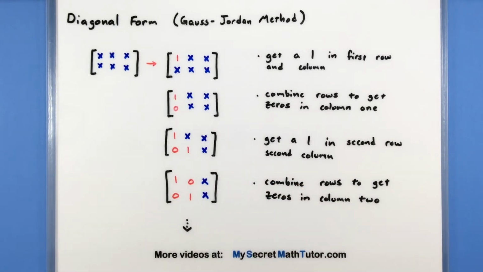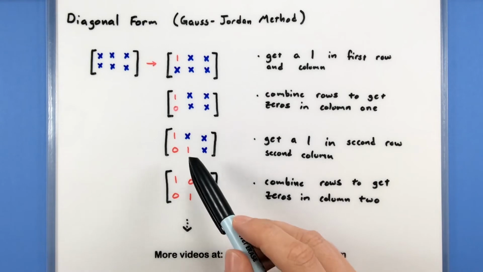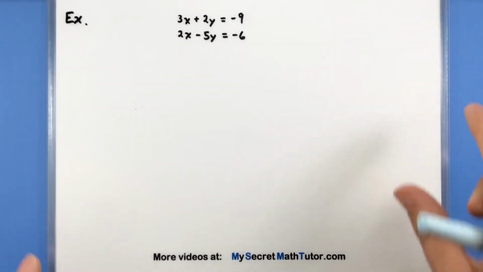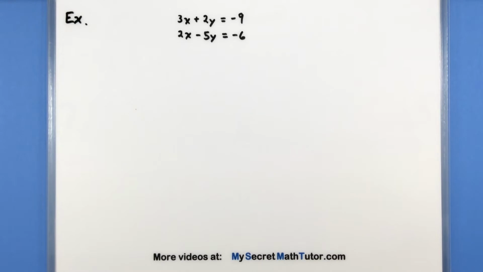It'll look really nice. As we continue on, we'll now get a 1 in the second row and the second column. Once we have that 1, we'll use that replacing operation to get zeros everywhere else in the second column. And as our matrix gets bigger, we'll keep going down the diagonal, getting 1s along the diagonal. So the next time, we'd get a 1 in the third row and the third column, and get zeros everywhere else in the third column. All right, try not to get too intimidated by these steps. Let's just jump into it and see how this works.